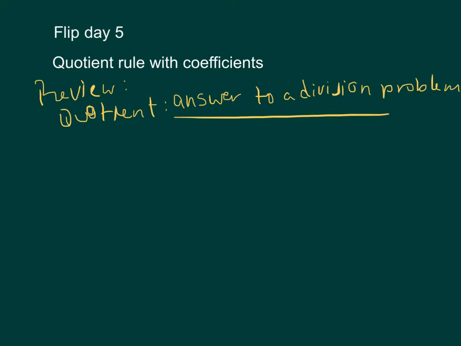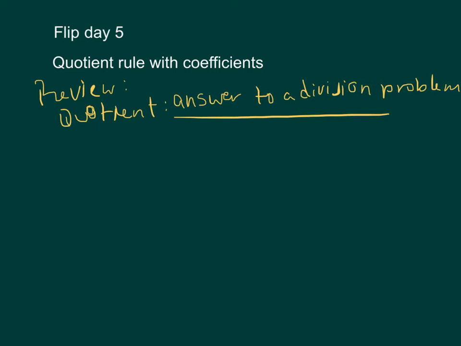If you remember, we've also talked about the product rule, and product meant it was the answer to a multiplication problem. So quotient's just the opposite of that. It's the answer to a division problem. If you remember, multiplication and division are inverses, so hopefully that'll help you remember that the quotient is the answer to a division problem and product is the answer to a multiplication problem.